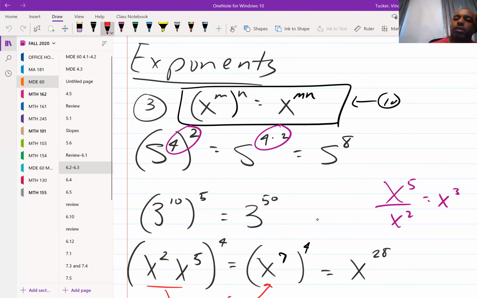All right, so this was actually rule 10, but we're going to go through it, like I said, in the right positioning. Let that be our third rule. But I actually introduced it to you guys as rule 10, so that's why I was notating that. So x to the m raised to the nth power is multiplying your exponent, so it's m times n.